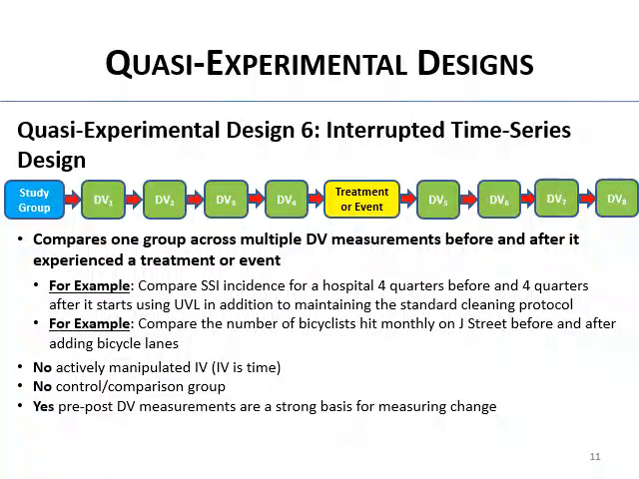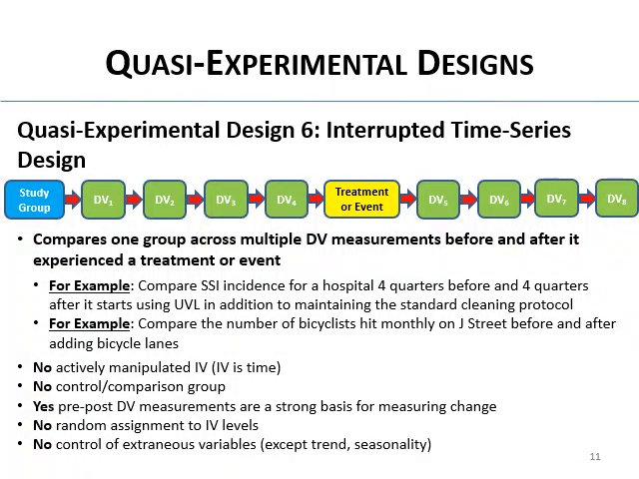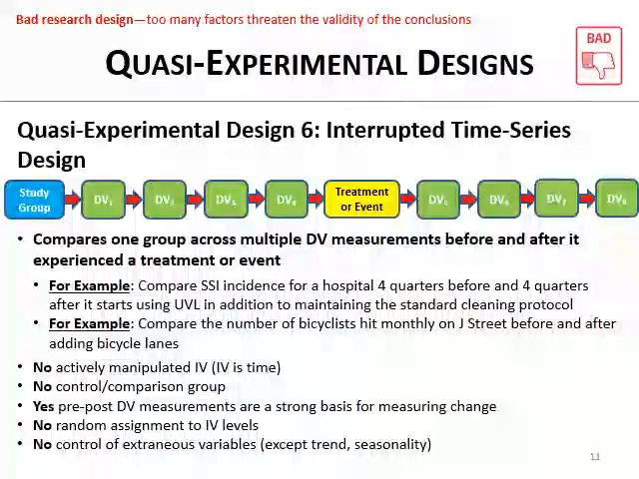You do have pre-post measurements, and those do give you a strong basis for talking about change over time because you got multiple measures before and after. There is no random assignment to IV levels. There's really the IV's time. There's no control for extraneous variables, except maybe these things allow you to adjust for trends and seasonality, and that's all you can really control for. So it's considered a pretty bad research design because, even though you can talk about change, you can't really make causal inferences. The change was due to this because you have no control group, right?